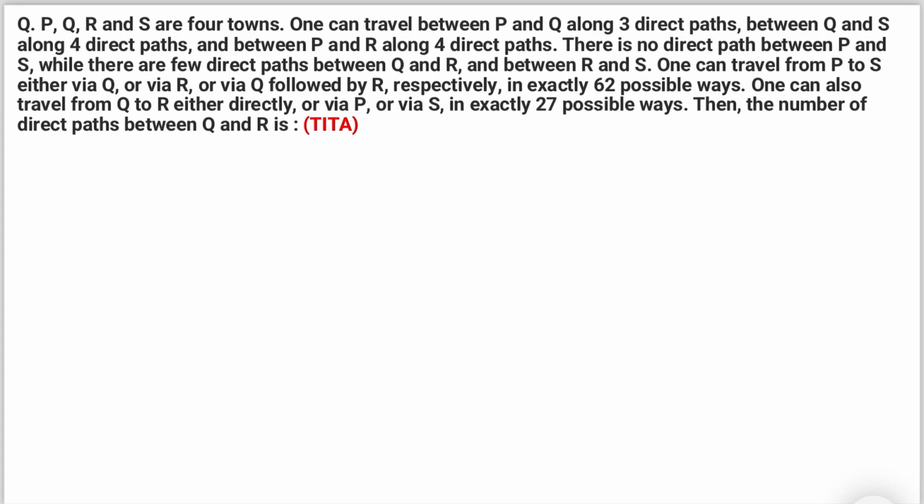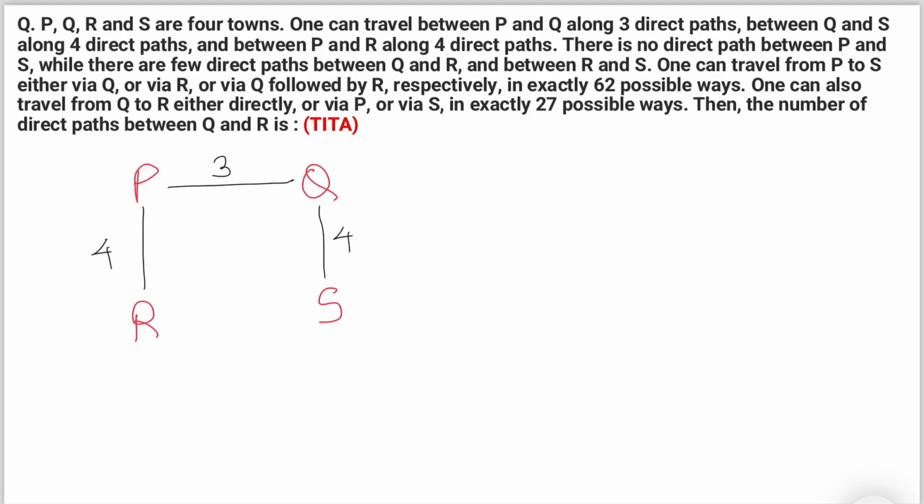As I said, beautiful question. So let's try to visualize this properly. P, Q, R, S are four towns. Let us visualize their positions. So I'll put P here, then I'll put Q here, then I'll put R here and S here. The question says one can travel between P and Q along three direct paths. So P to Q, there are three direct paths. Between Q and S along four direct paths. And between P and R, there are four direct paths again.